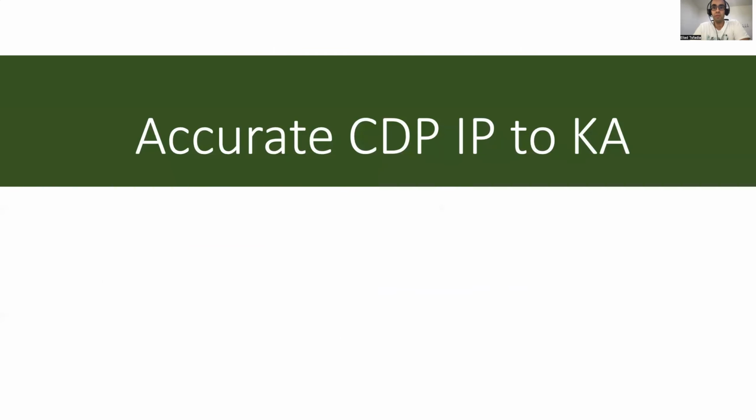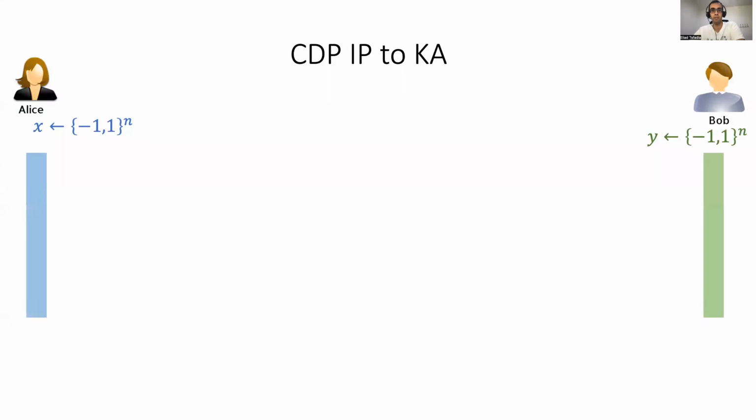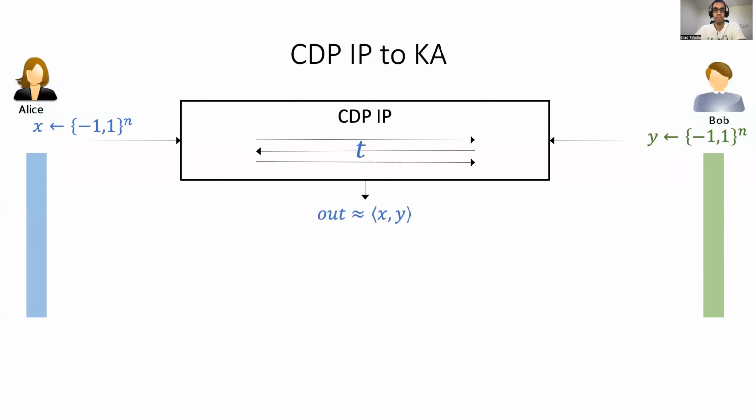We are now going to see a proof overview of Theorem 1, which is done via reduction. We show how to use an accurate CDP IP protocol for constructing a key agreement. Here is the key agreement protocol. The first step is that Alice samples a random database X and Bob samples a random database Y. Now they apply the CDP IP protocol in order to get an estimation of the inner product of X and Y.